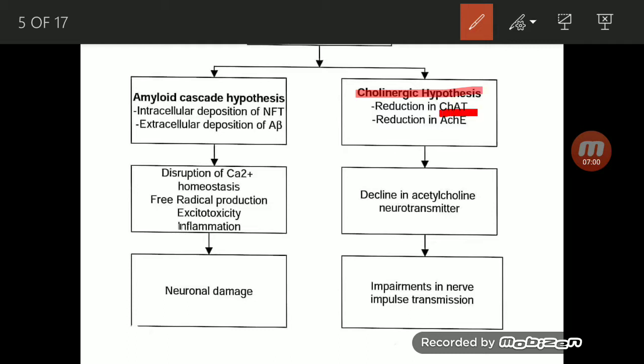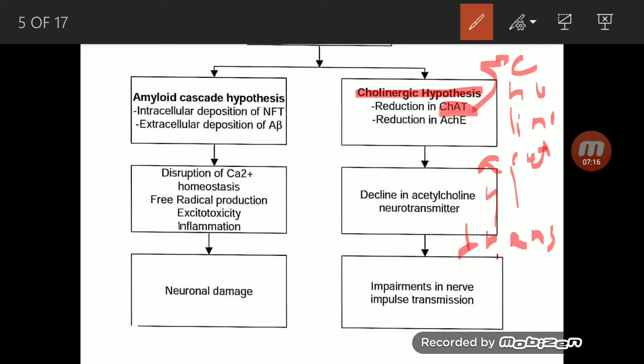Okay, this enzyme which is your CHAT, choline acetyltransferase. This enzyme is important for your synthesis of your acetylcholine.